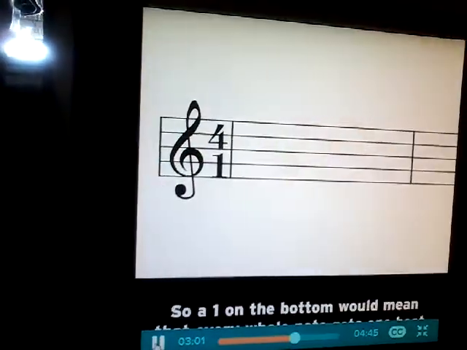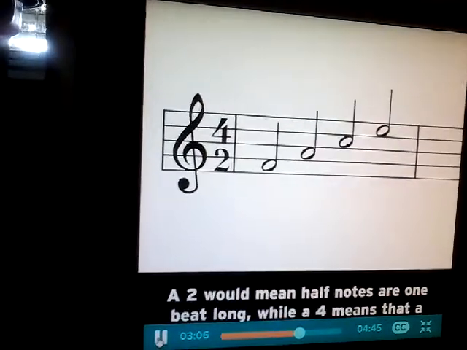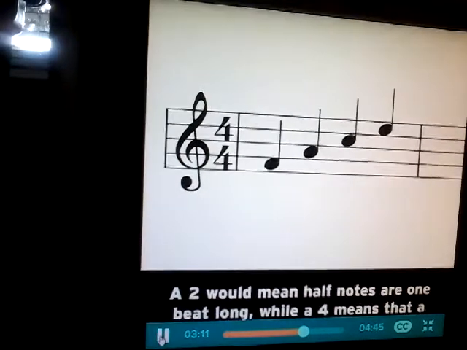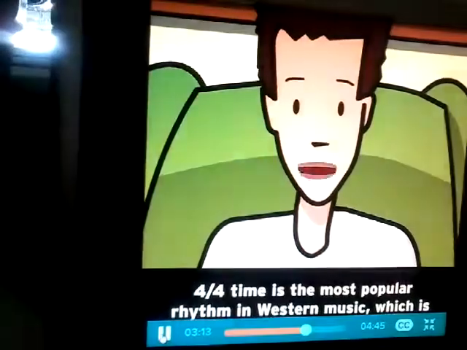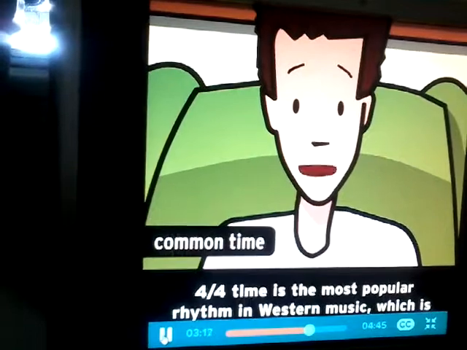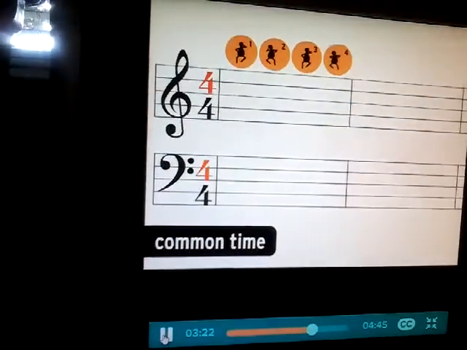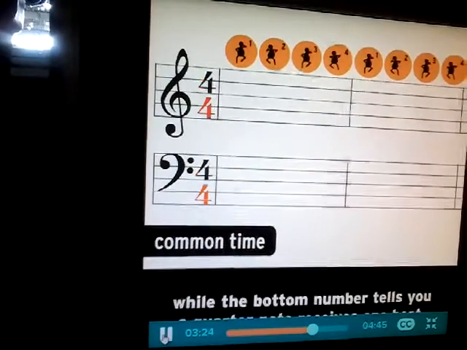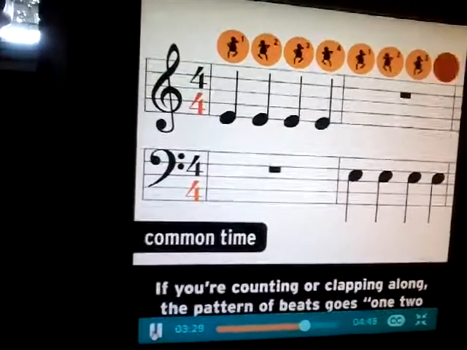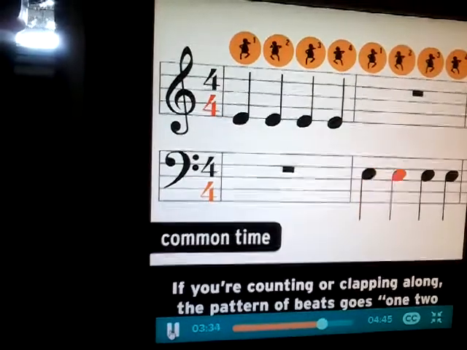So a 1 on the bottom would mean that every whole note gets one beat. A 2 would mean half notes are one beat long, while a 4 means that a quarter note represents one beat, and so on. 4/4 time is the most popular rhythm in Western music, which is why it's also called common time. The top number indicates that there are 4 beats in each measure, while the bottom number tells you a quarter note receives one beat. Along, the pattern of beats goes 1, 2, 3, 4, 1, 2, 3, 4.